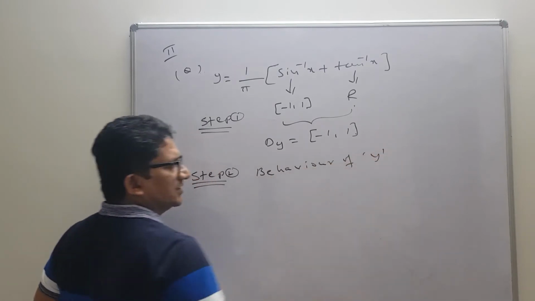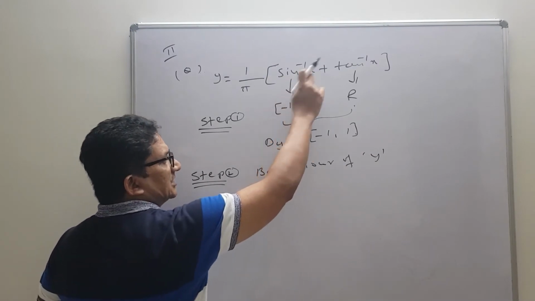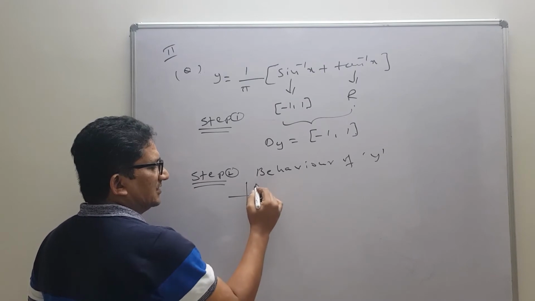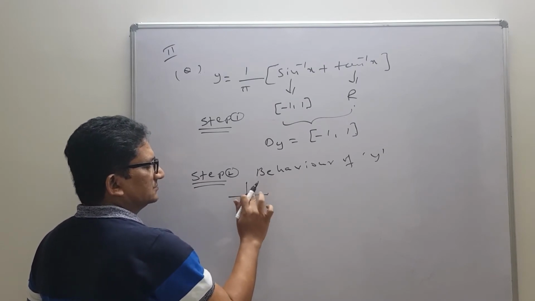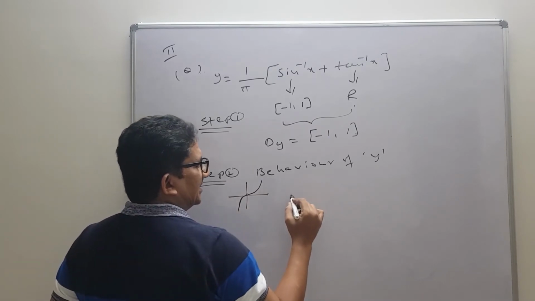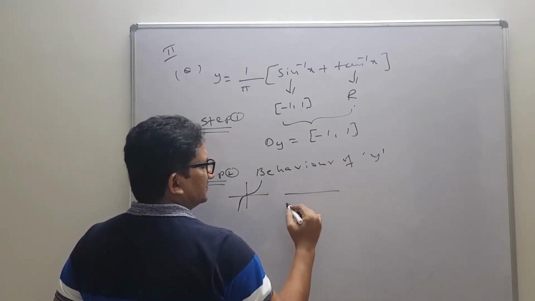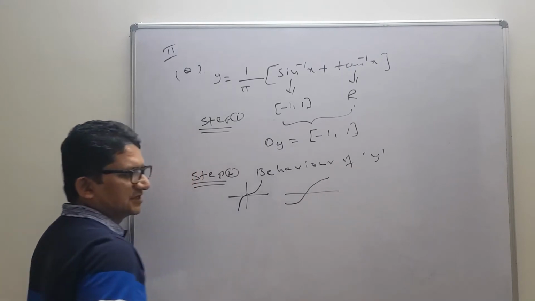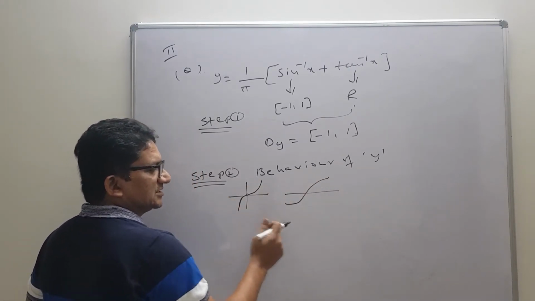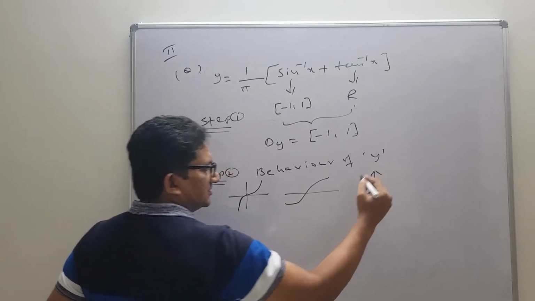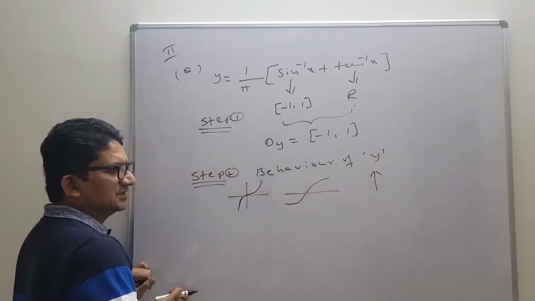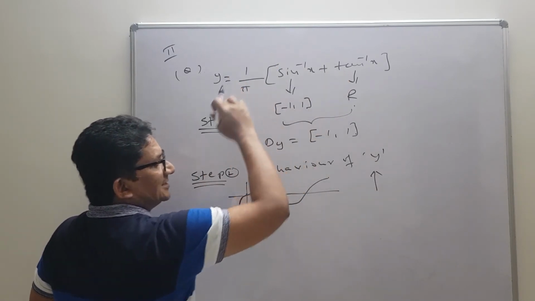Behavior of the function y. So it is increasing and it is increasing. You can recall the sine inverse graph passes through the origin, and tan inverse will look like this. So this is the graph of tan inverse. From left to right, both of these are increasing, so their sum is also increasing. The combination of two increasing functions is always increasing. So that means we are getting an increasing function.